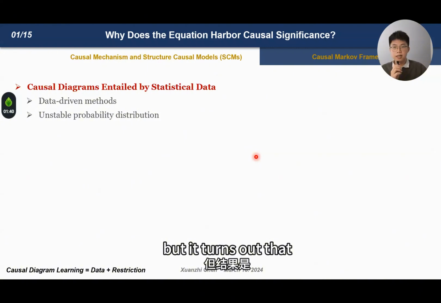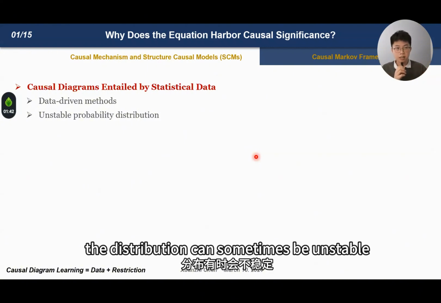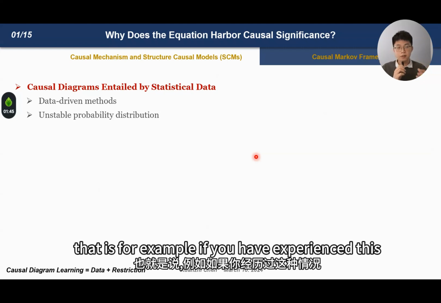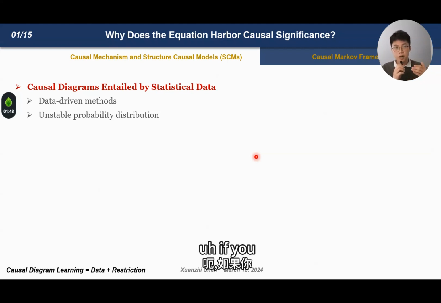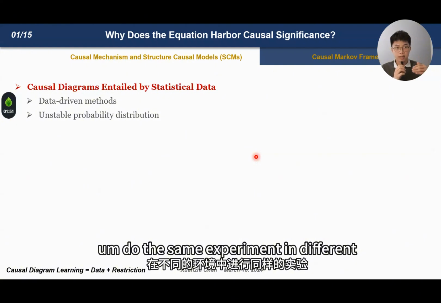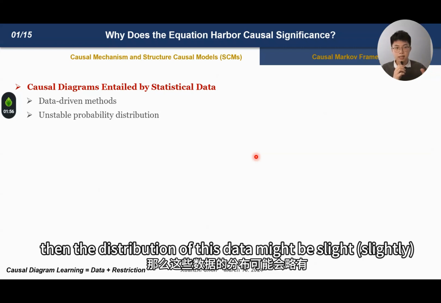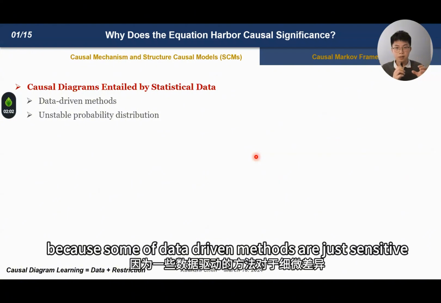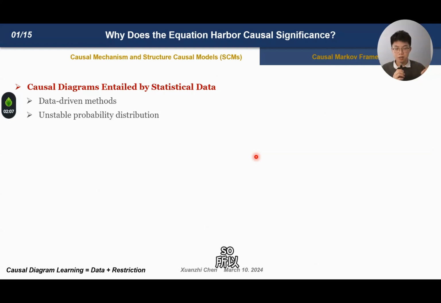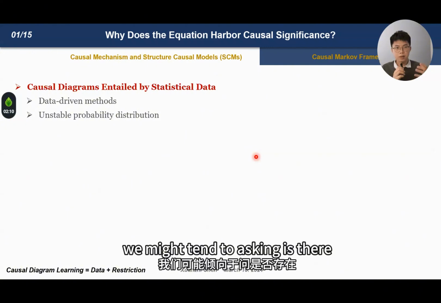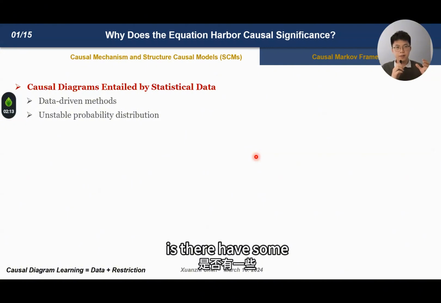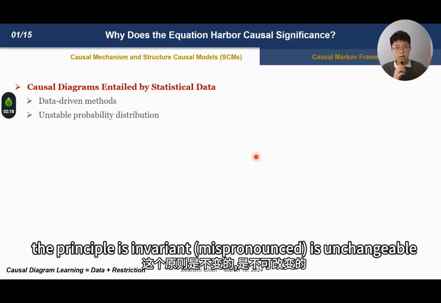But it turns out that the distribution can sometimes be unstable. For example, if you have experienced this: if you do the same experiment in different environments, and you collect data from different environments, then the distribution of this data might be slightly different. And this is quite important because some of the data-driven methods are just sensitive to the slight difference. So given this, we might tend to ask, is there some general principle? The principle is that the environment is unchangeable.